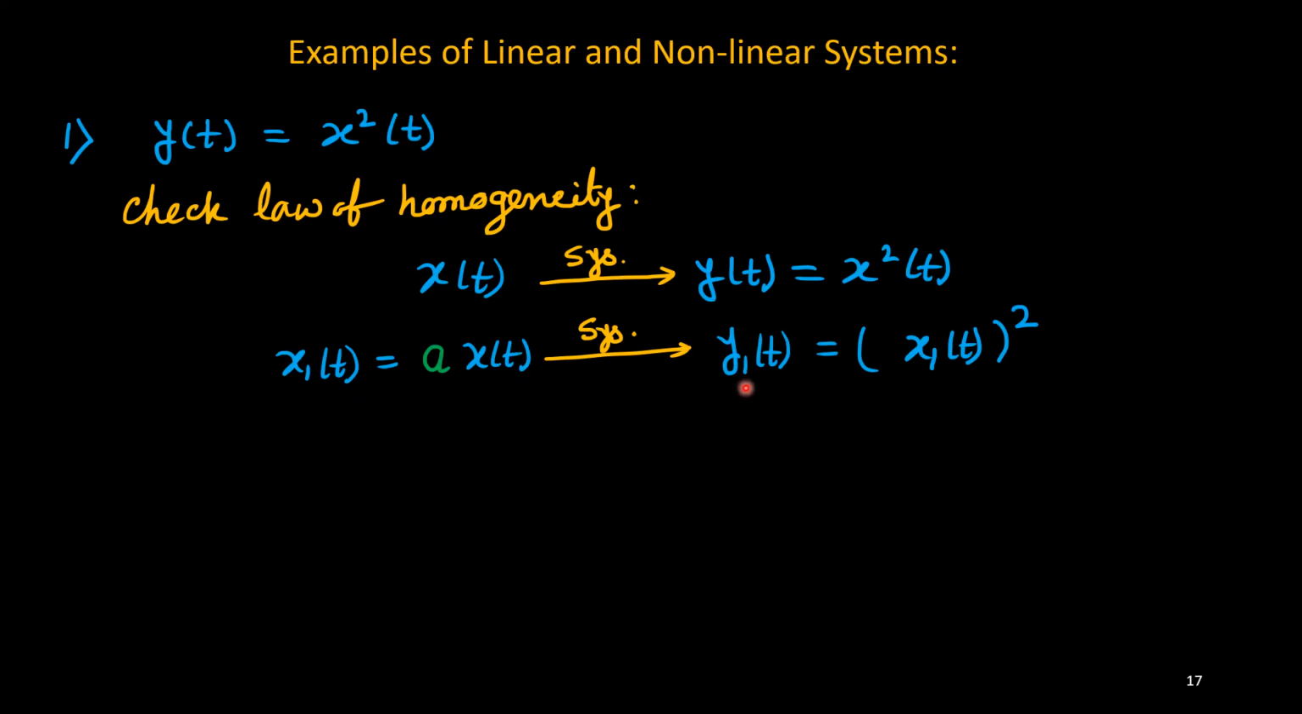So we consider the corresponding output y1 of t. By this definition, y1 of t should be the square of the signal. Now the signal is x1, so the square of the signal is x1 squared. Now we can replace x1 of t by a into x of t. That squared, now this we can simplify as a squared times x squared of t, right? Now we can replace x squared of t by y of t.